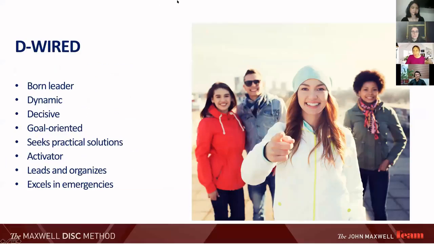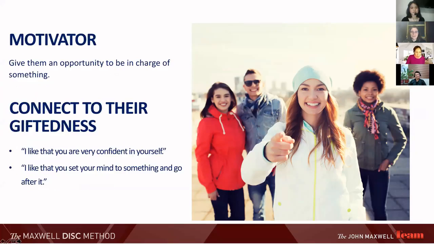For a D-wired person, it's very important to understand that they're actually born leaders. They're dynamic, decisive, goal-oriented. They seek practical solutions. They're activators. They lead and they love to organize, and they excel in emergencies. So how do you motivate someone who is D-wired, and how do you interact better? It's important to connect to their giftedness, and we need to give them the opportunity to lead, because that's what they want. They want to lead. So it's very important to give them opportunities to lead.